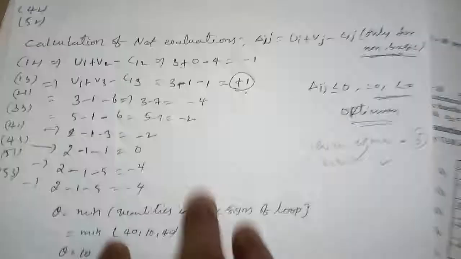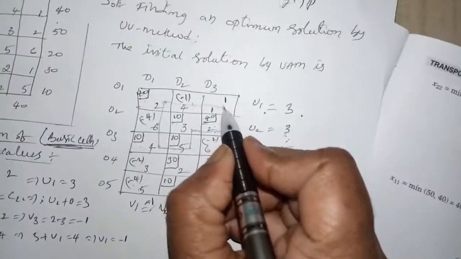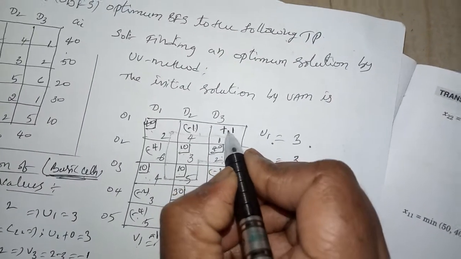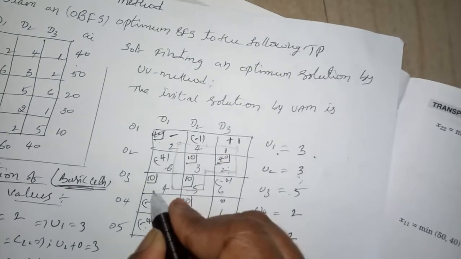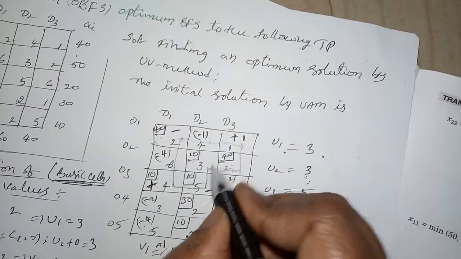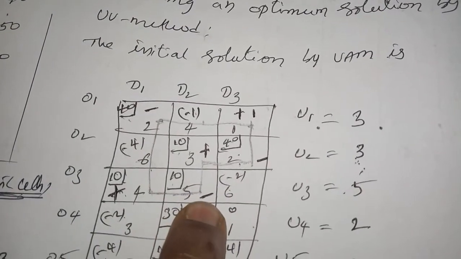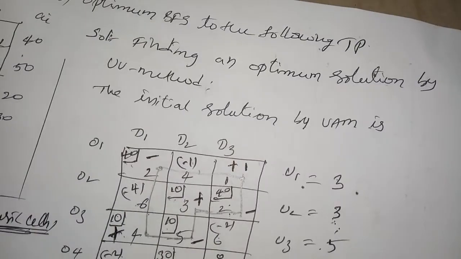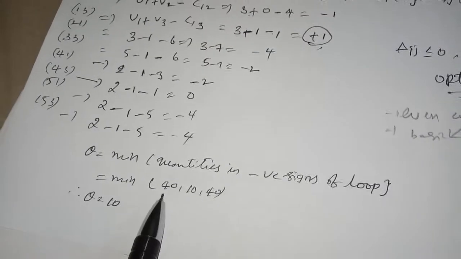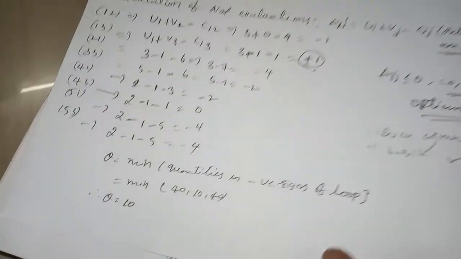Then after getting the loop, we have to find theta equals the minimum quantity in the negative signs of the loop. So what are the negative signs here? Wherever the loop starts, in that area you have to take plus, alternate, minus, plus, minus, plus, minus. Right. So wherever the loop forms, wherever the negative signs appear, 40 has a negative sign, 10 has a negative sign, and again 40 has a negative sign. 3 positives, 3 negatives. So that's why I'm writing minimum quantity in negative signs of the loop. That is 40, 10, 40. Among these 3, which is the smallest? 10 is the smallest. So therefore, theta equals 10.